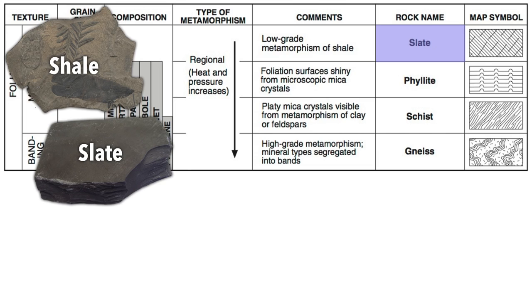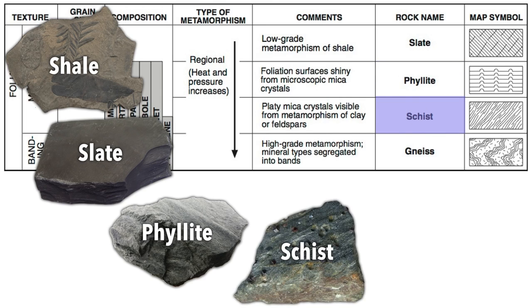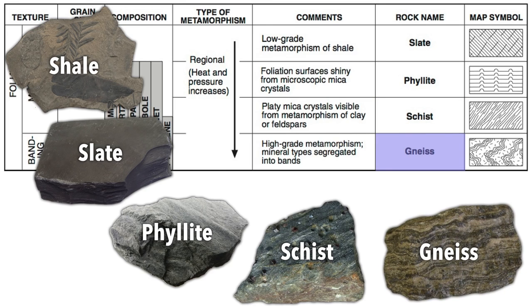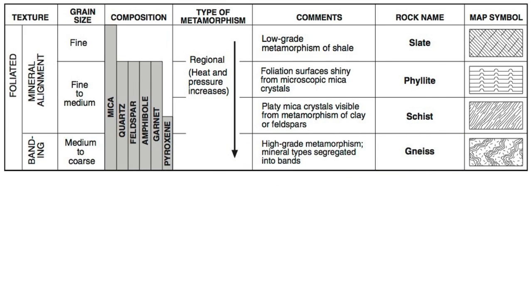Now, if that slate gets pushed deeper underground, it will metamorphose even more and become something known as phyllite. Even more heat and pressure, and we'll get a sample of schist, and even more, and we will get the rock gneiss. Notice the bands in gneiss. That's a very common characteristic. Now, if a sample of gneiss is pushed even deeper underground, the heat and pressure will actually cause it to melt, and then it will become an intrusive igneous rock. So this is a result of increasing heat and pressure within the Earth's crust. So those are our regional metamorphism rocks.